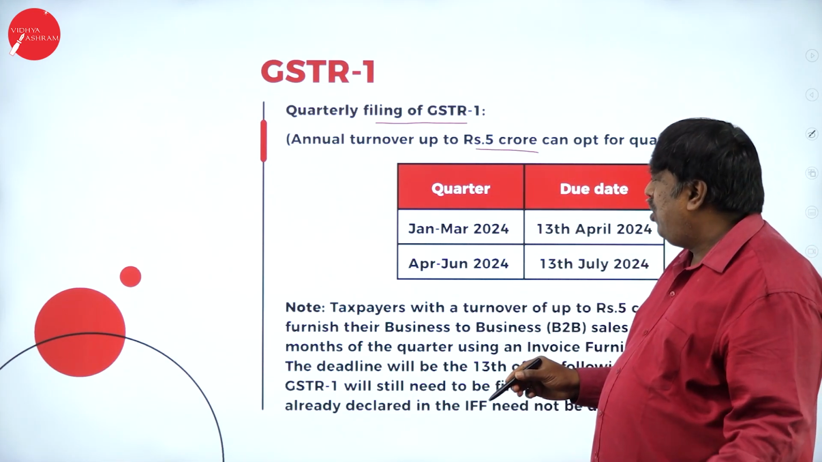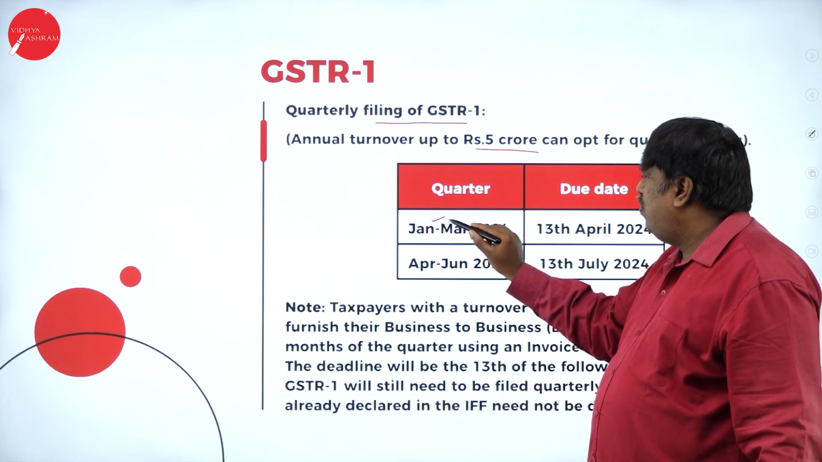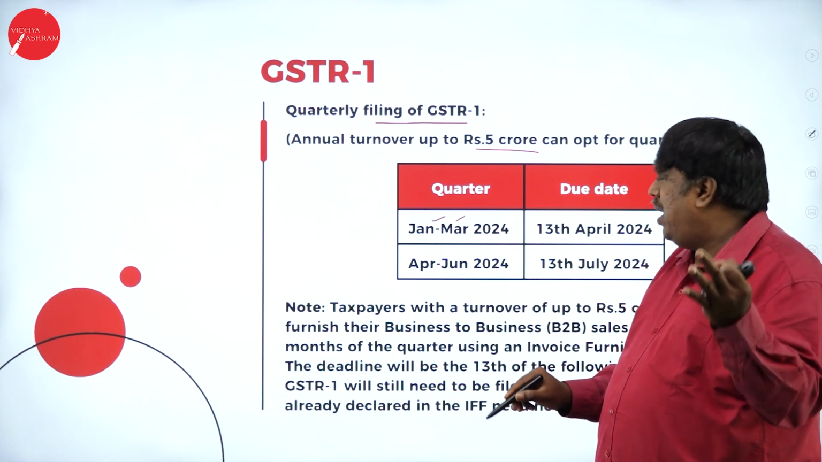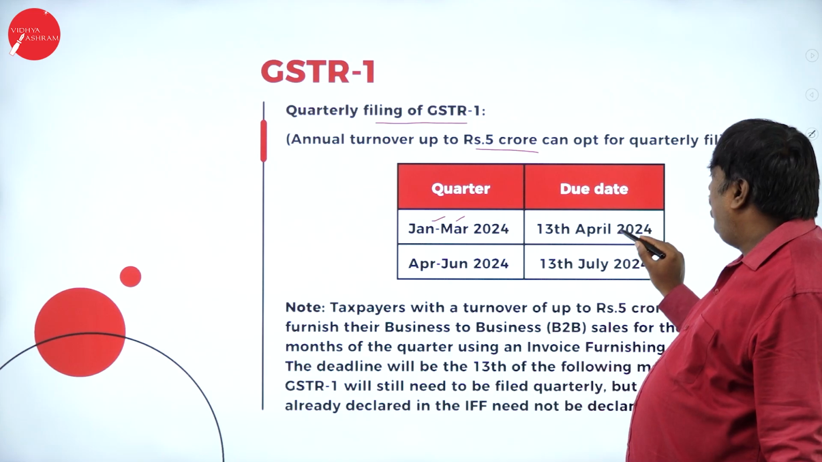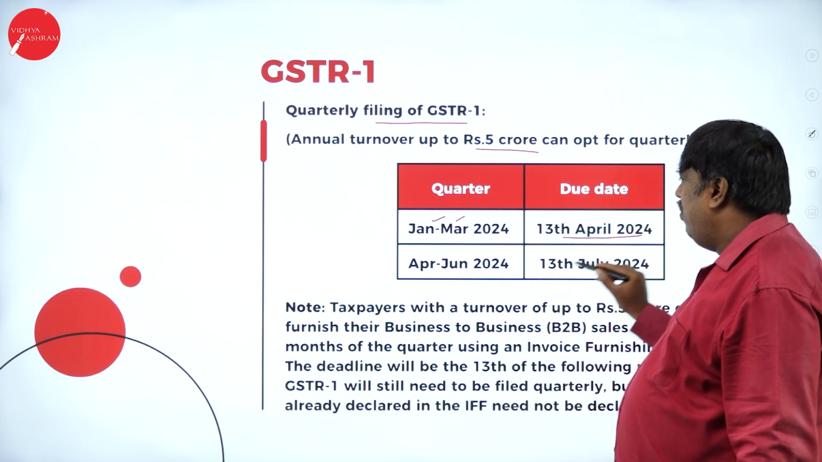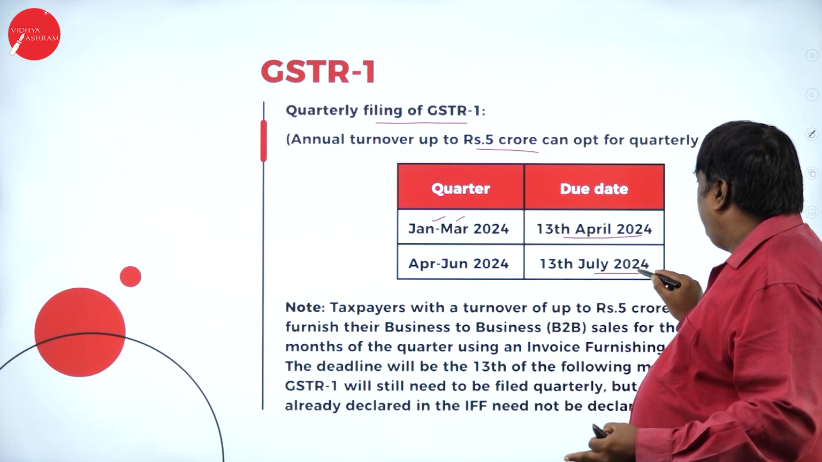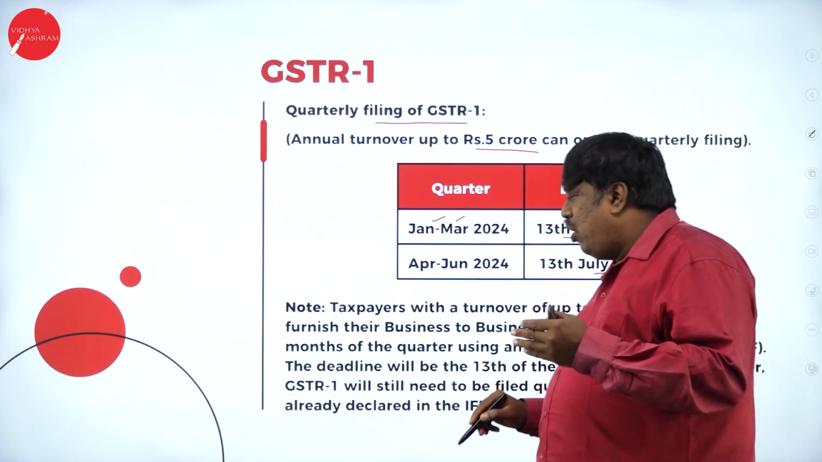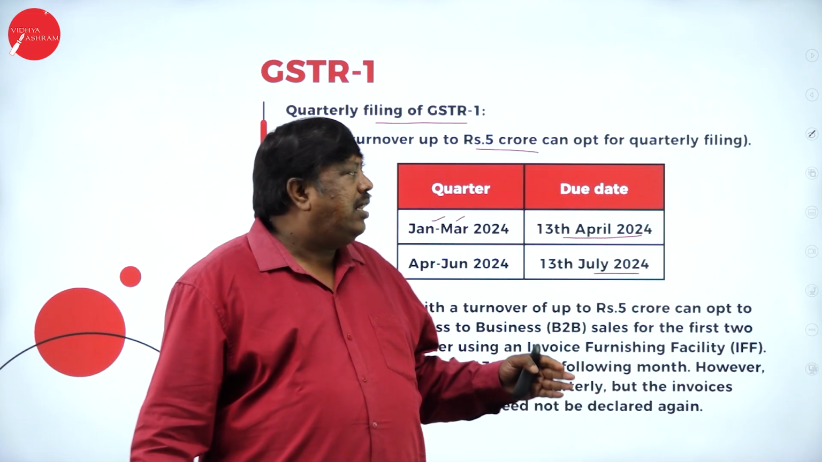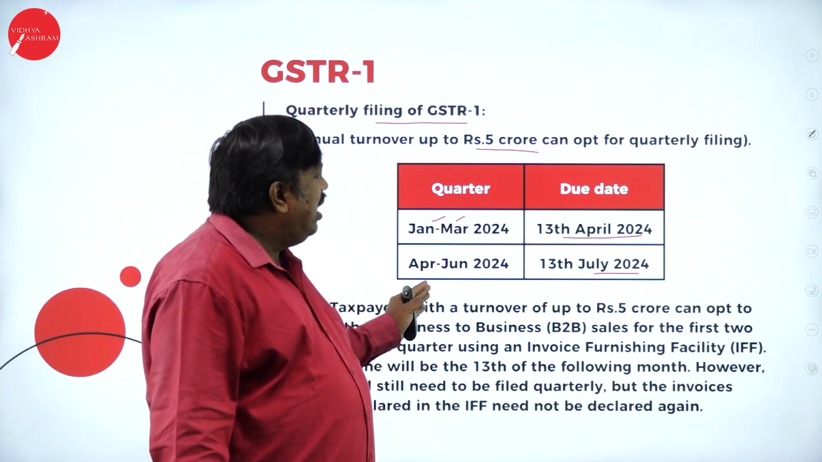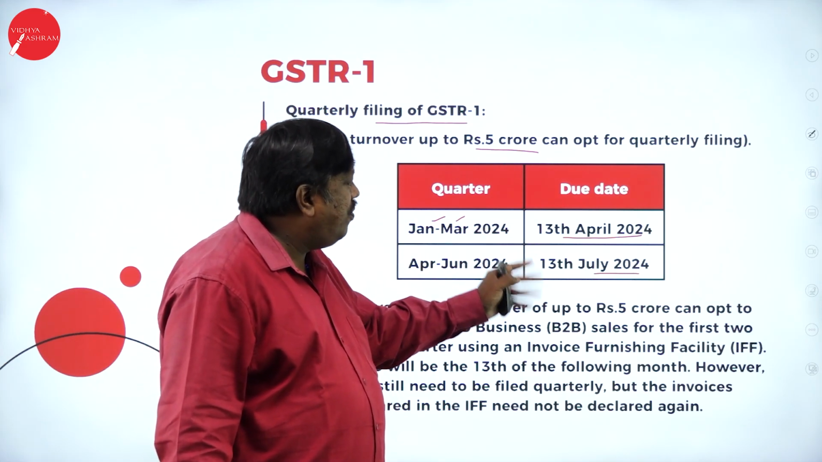Now, quarterly filing of GSTR 1: annual turnover up to 5 crores can opt for quarterly or monthly. If they have opted for quarterly, for January, February, March, the due date for the payment will be 13th April. For April, May, June, the due date will be 13th July. So whenever they opt for quarterly, these are the periods and the due dates for the payment of taxes.